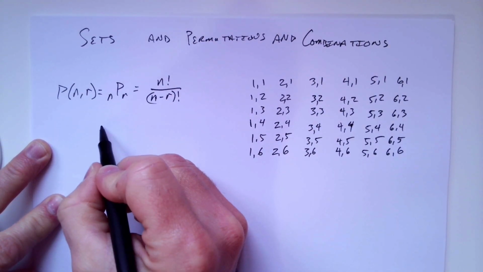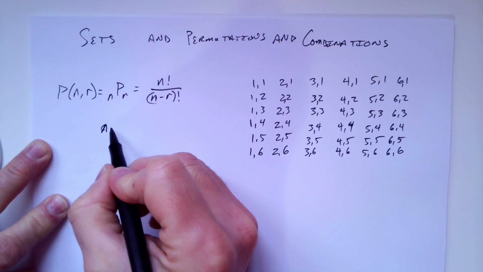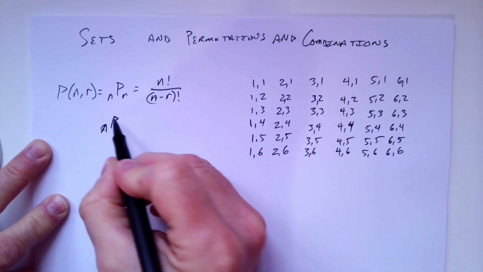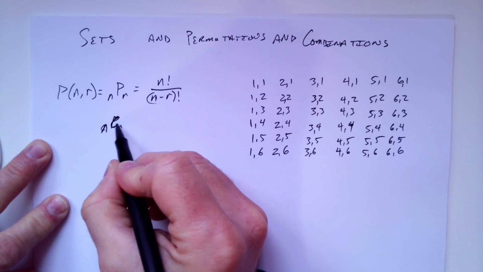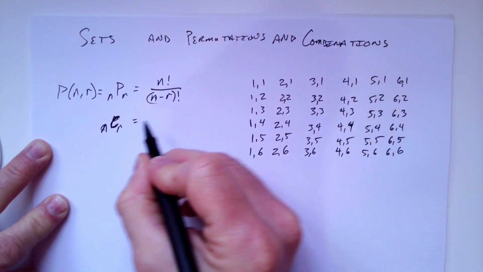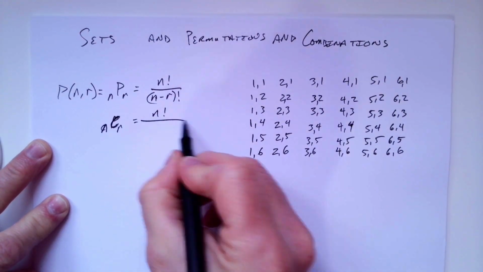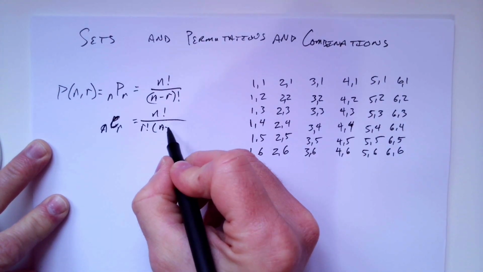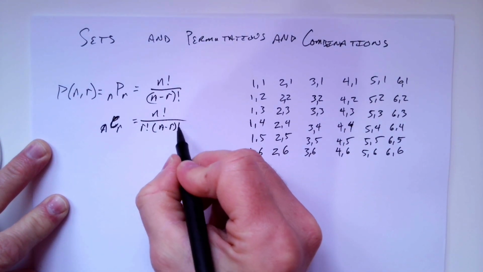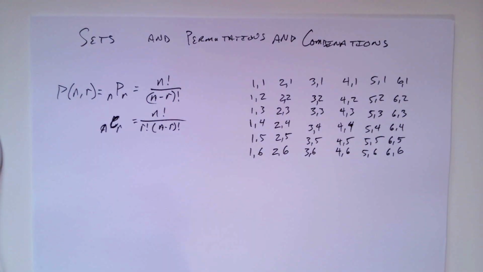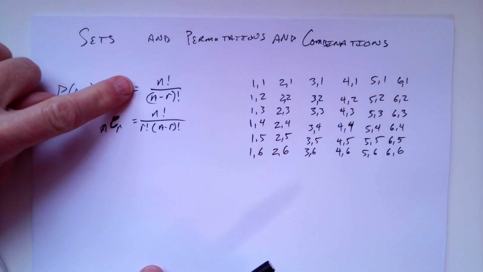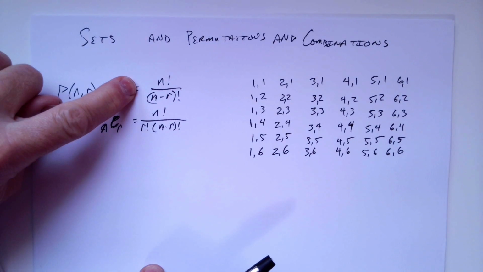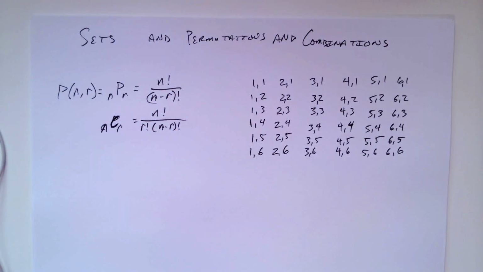And then you have combinations, which is n choose r. That should be a C, I'm sorry about that. In that case, it's n factorial over r factorial times (n minus r) factorial, right? Now, this is with replacement, and this, of course, formula is without replacement, and that's the major difference here with these two things.